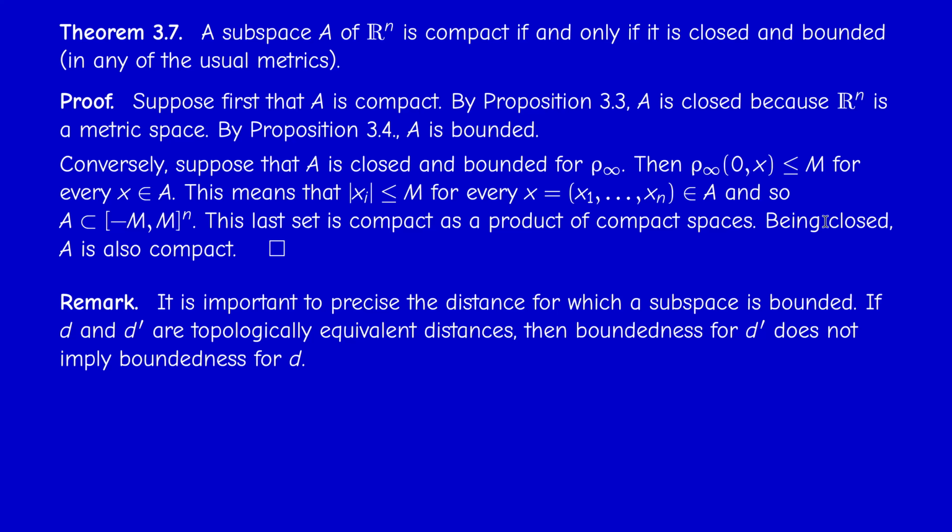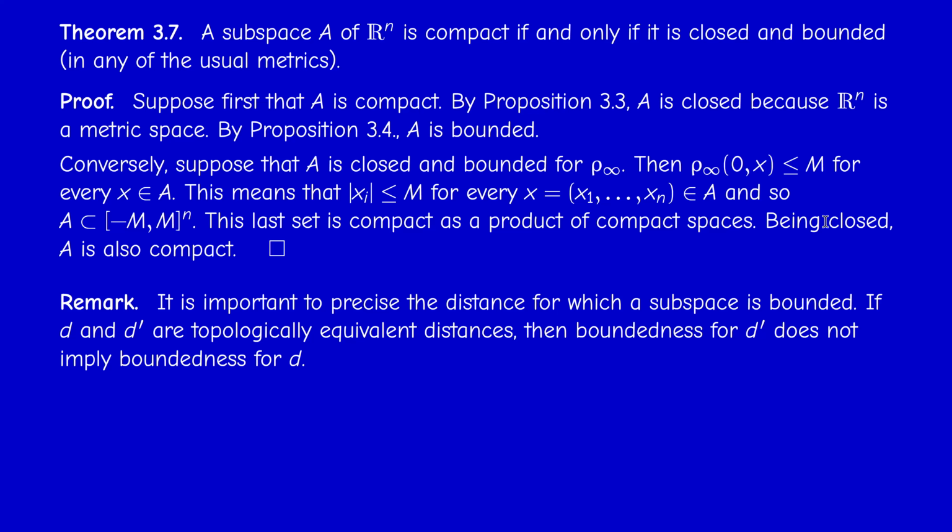And now let me end with an important remark on why we need to specify which distance we are talking about, because boundedness, unlike compactness, is not a topological property. So compactness is a topological property. When you replace the distance by an equivalent distance, the compactness is the same. But boundedness, we may lose.